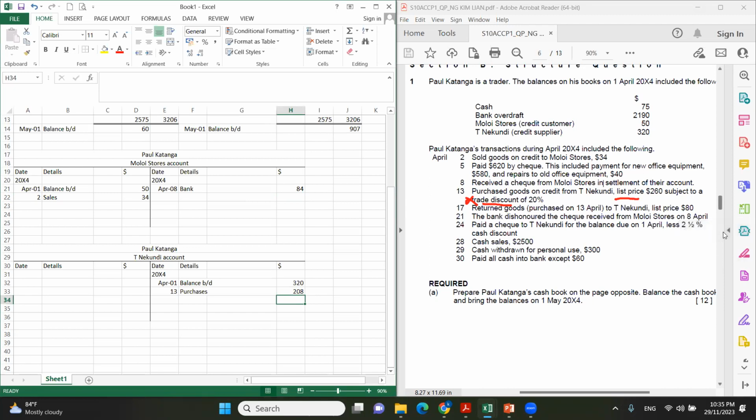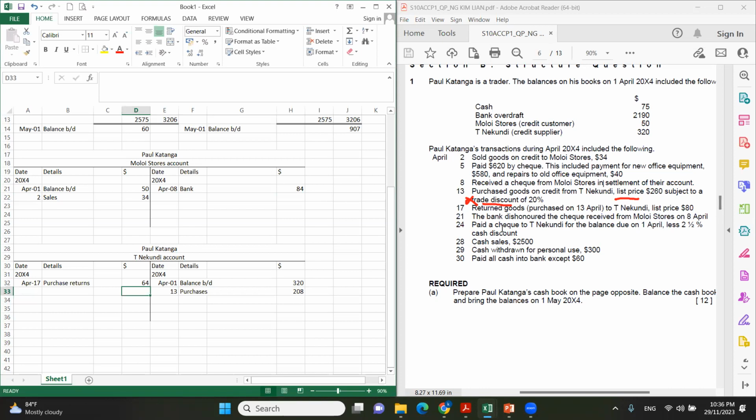Okay, next is the return of goods purchased on the 13th. On this 13th that we bought, now we return 80 at the list price. Always remember in the exam question, they will not highlight to you that there is a trade discount you have to deduct, so you must take notes. When you buy, you get a discount. Now you have the purchases return, so for purchases return you must also deduct the 20%, which means you record 80% only.